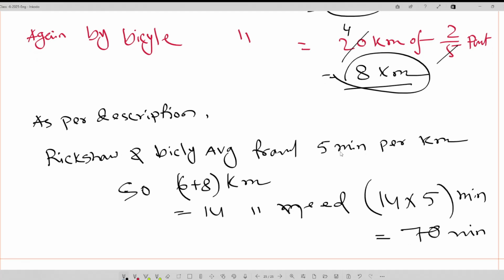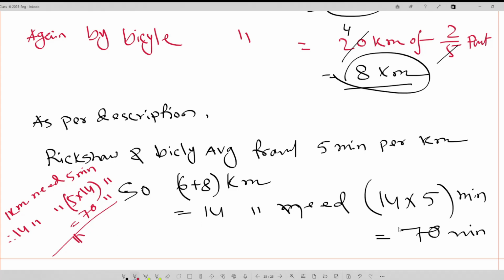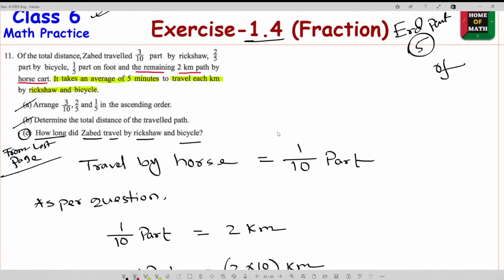You can also write it like this. Suppose 1 kilometer needs 5 minutes. So 14 kilometers need 5 times 14 minutes, which means 70 minutes. You can write this one or this one, they are the same. Hope you understand this.